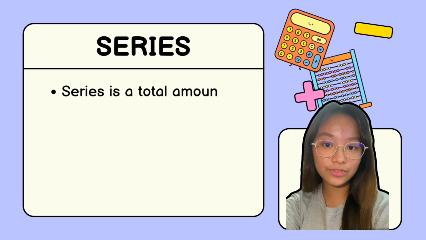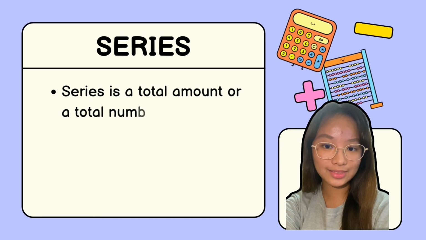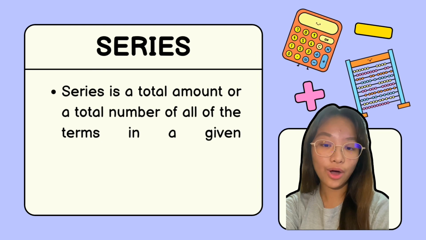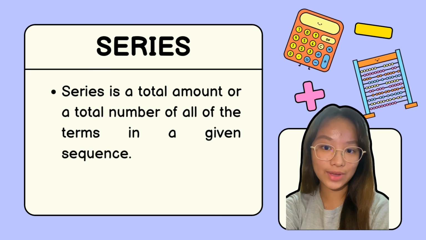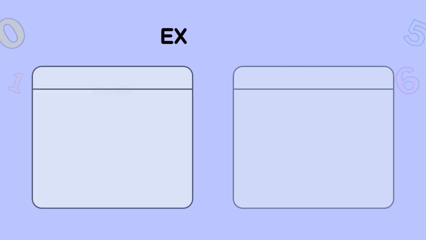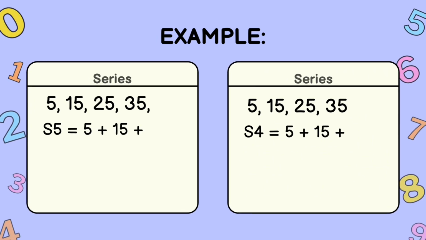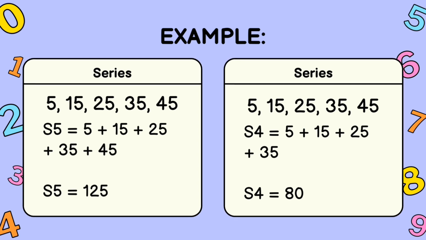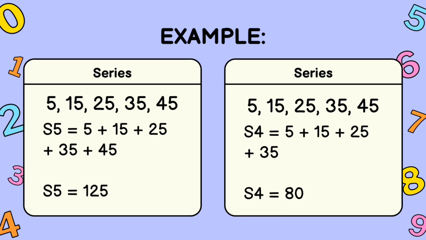Series is the sum of the terms of a sequence, meaning it is the total amount or the total number of all the terms in a given sequence. For example, in an arithmetic sequence 5, 15, 25, 35, and 45, if we sum it all up, it would be 125. Therefore, the series or S5 will be 125 since the number of terms that we sum up is 5.